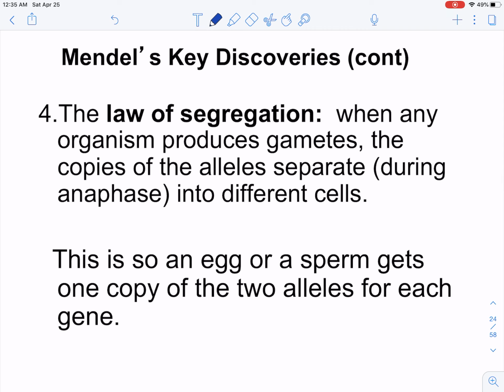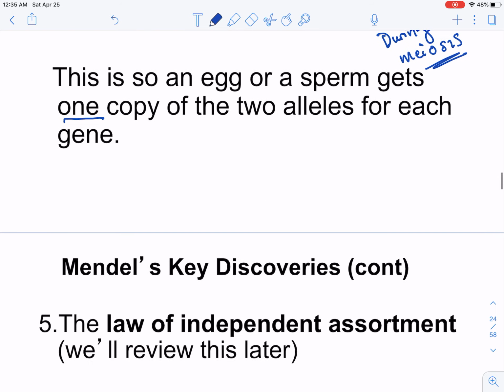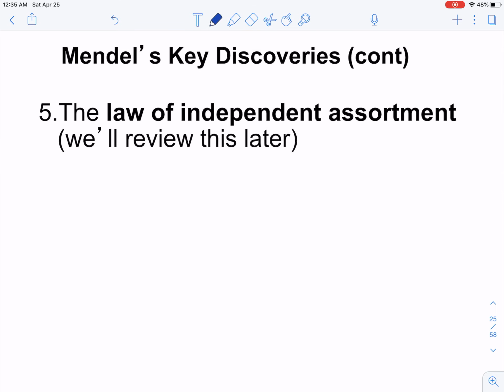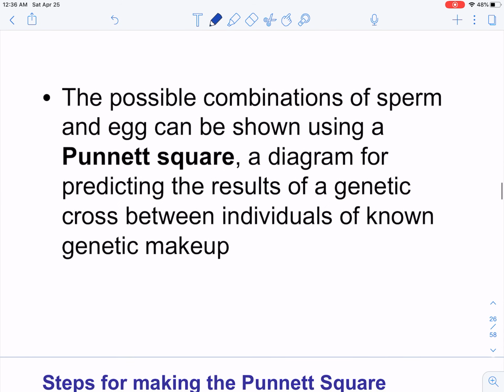The law of segregation. When any organism produces gametes, the copies of the alleles separate into 2 different cells. And we know that from meiosis. So an egg or sperm gets 1 copy of the 2 alleles for each gene. And again, we'll reveal the law of independent assortment later, but it really means that those genes, or the alleles, separate into different cells.